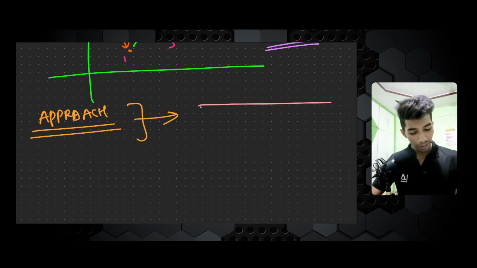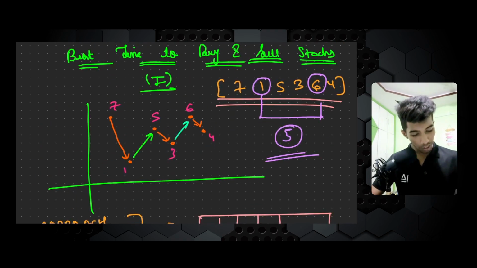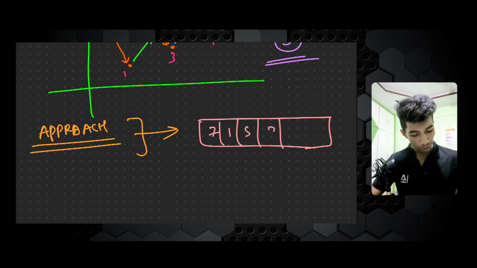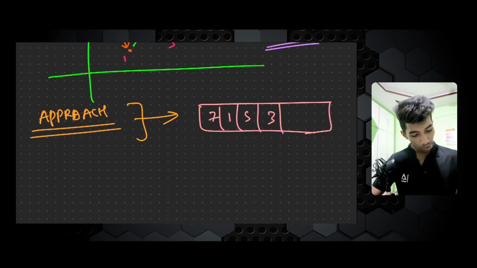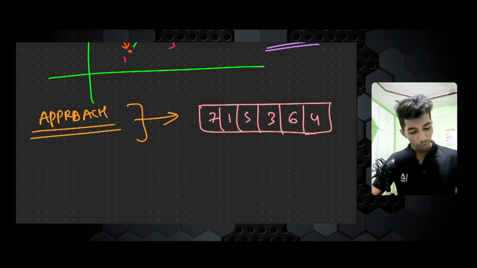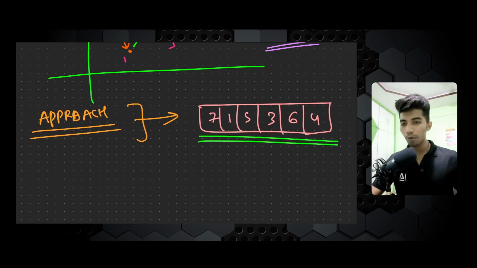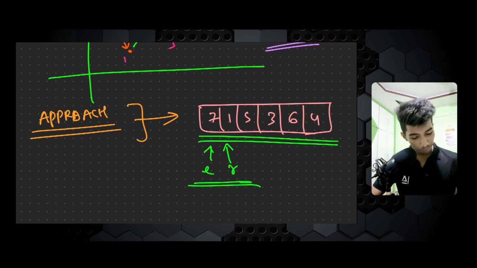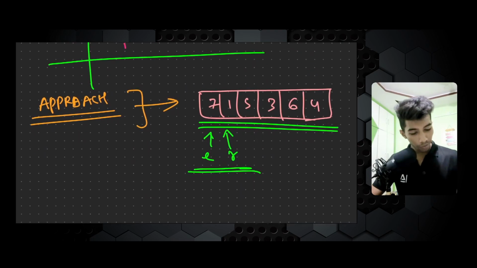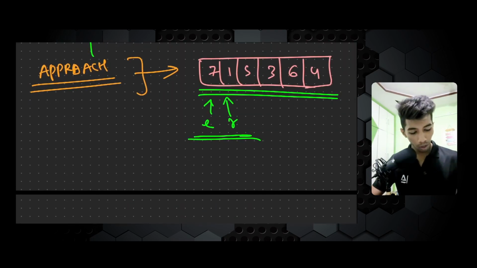Let me take this in the form of an array now. 7, 1, 5, 3, 6 and 4. Now what will we do? We will use the two pointers approach for sure here. The L pointer will be initialized here and R will be initialized here. Now at that particular time, what will we do over here? First of all, we will compare. And what will you compare?